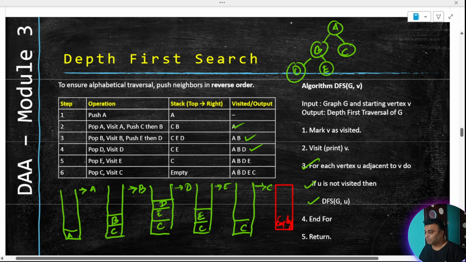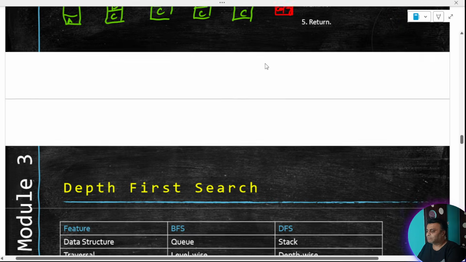So this step would have produced E here, and this step C would have produced C here, and that's your A, B, D, E, C as the depth first search output that we are trying to say would be the output of this particular tree. So that's how you do depth first search.